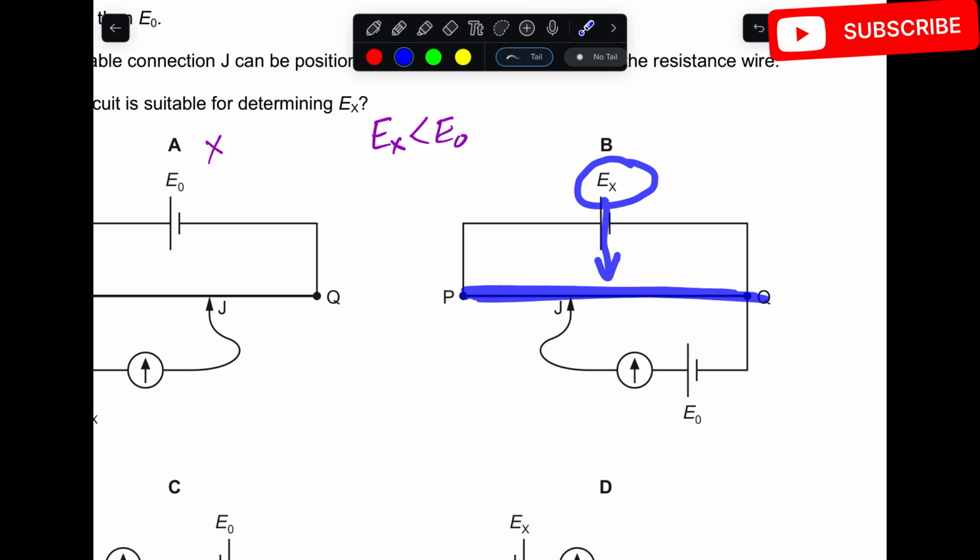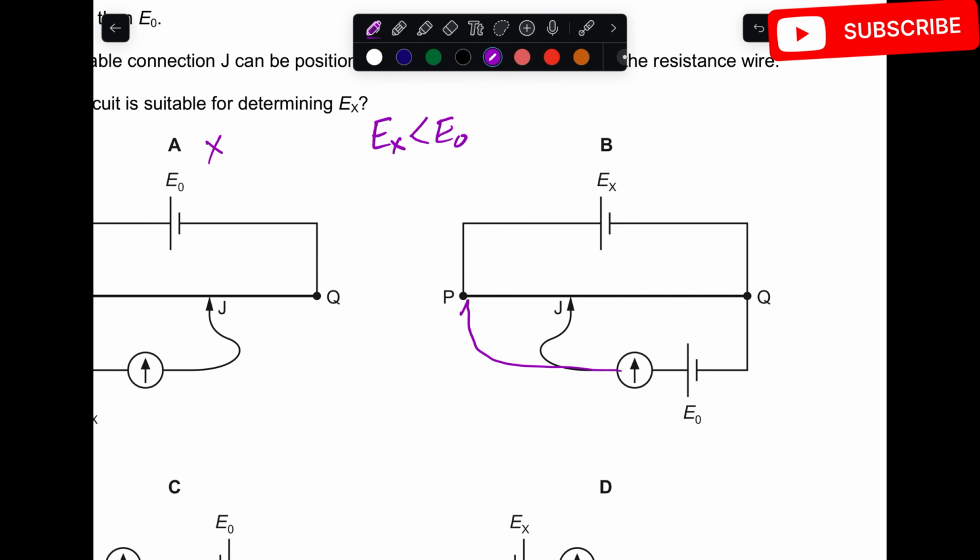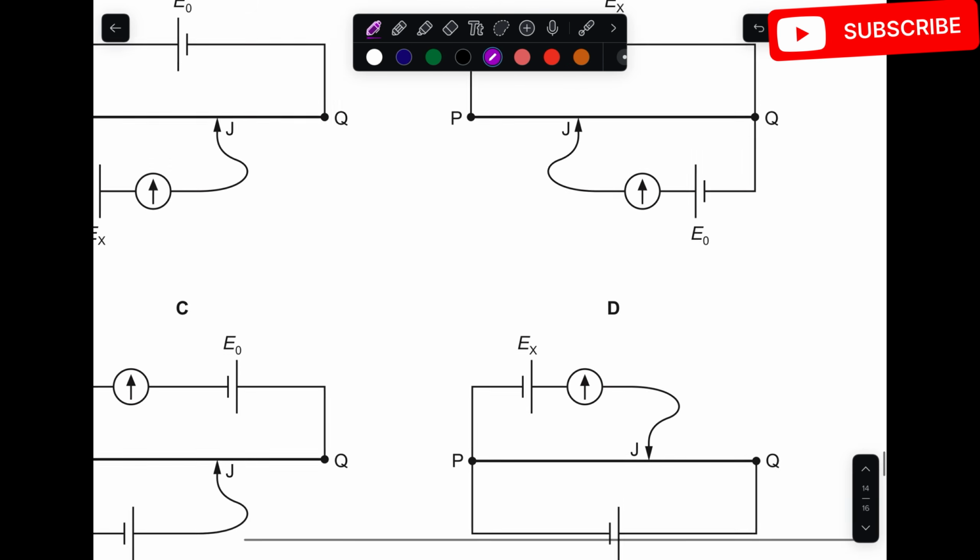If Ex is less, the voltage across PQ is equal to Ex. Basically, this is the whole wire, and E naught is getting only a chunk of it from this to this. So E naught is already greater than Ex, so this thing will never be able to balance the E naught. So this is not correct. Even if you attach this thing here, it will have the maximum voltage, and even that voltage is not equal to E naught. So it will never give you a null value. So B is also not the option.